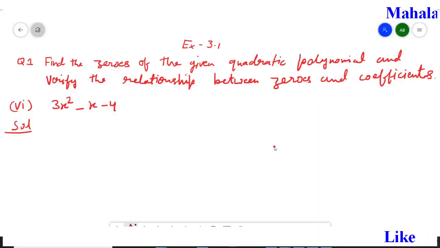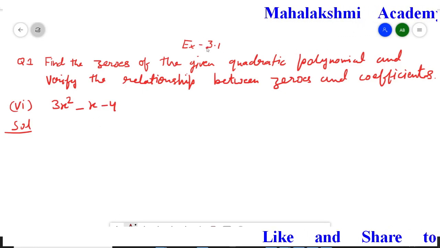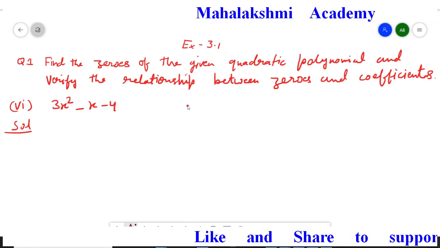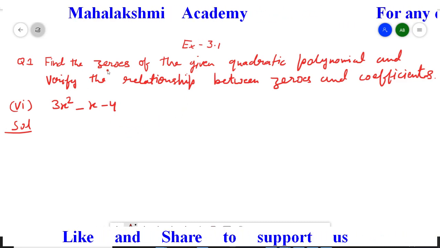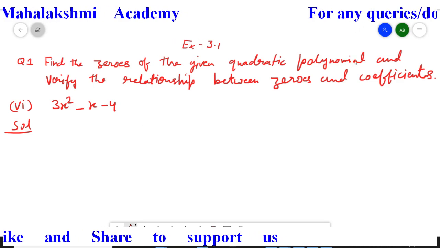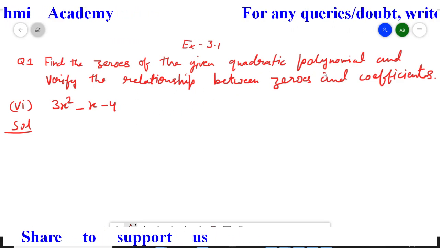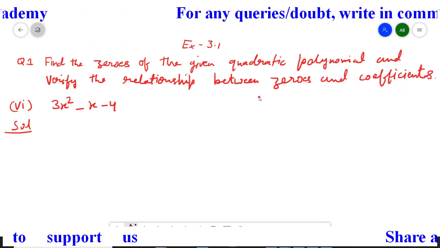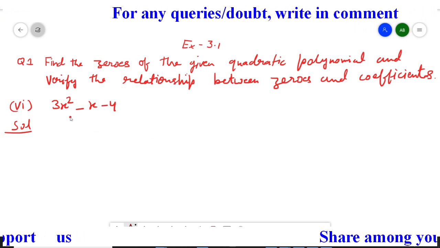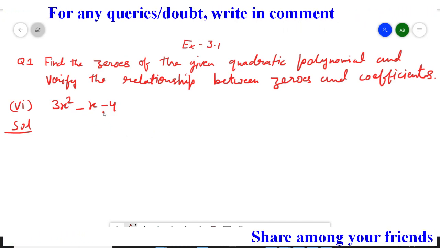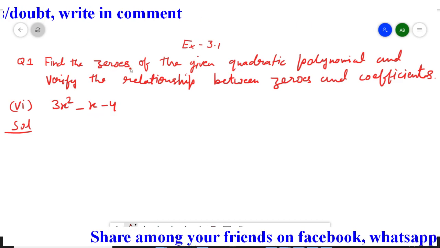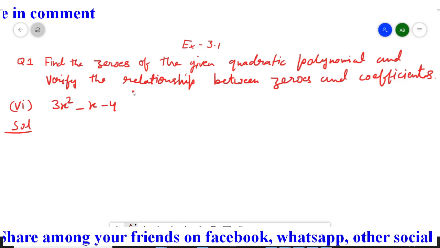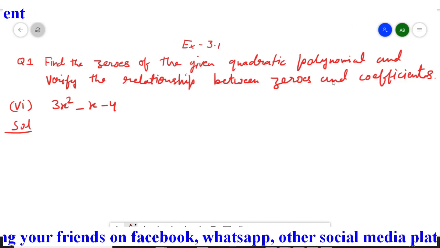Hello everyone, I am going to explain question number 4 from exercise 3.1, and this question belongs to 10th class maths. The question is: find the zeros of the given quadratic polynomial and verify the relationship between zeros and coefficients. So first, from the given quadratic polynomial we have to find the zeros, and after finding the zeros, we have to establish the relationship between the zeros and the coefficients.